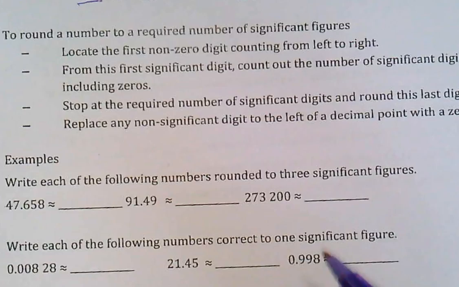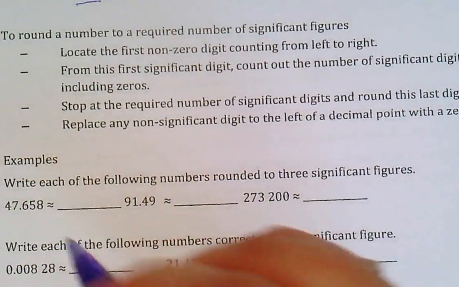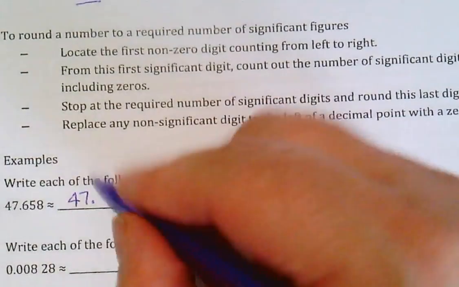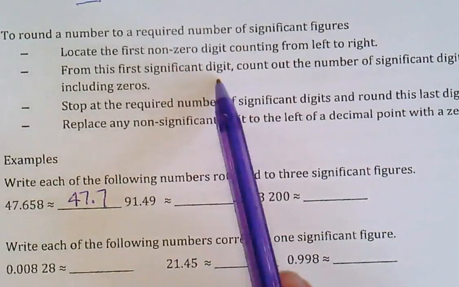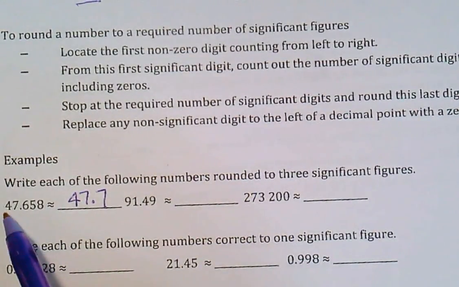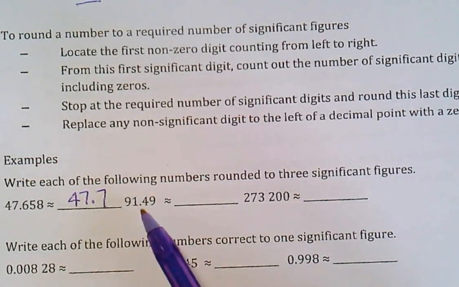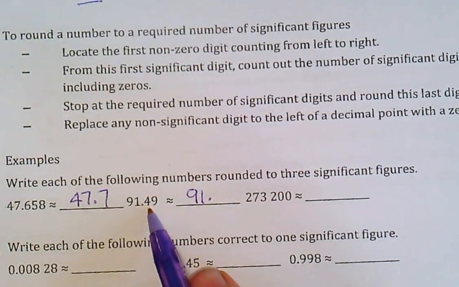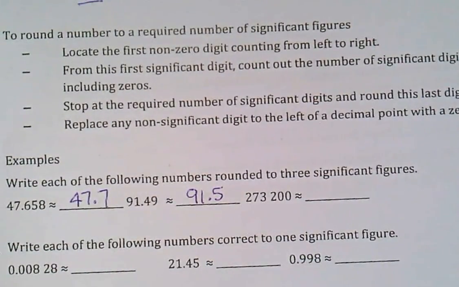Okay. Write the following to 3 significant figures. Now these ones are easy. I just want 3 numbers. What's it going to be? 47.7. That's following this. Locate the first digit, which is 4. Then we'll round. I want 47 point something. I only want 3 numbers, right? This one, round to 3 significant figures. 91 point, I need one more number. Good. You know those squiggly equal signs? That means approximately equal to.